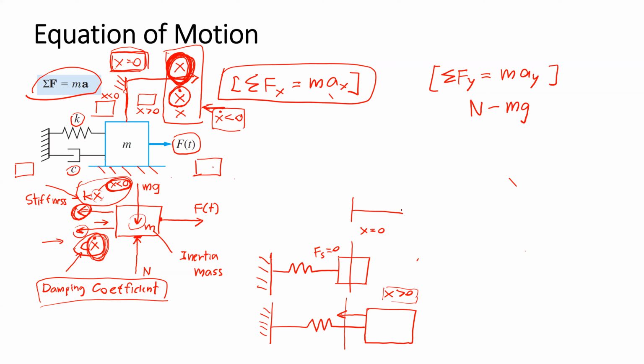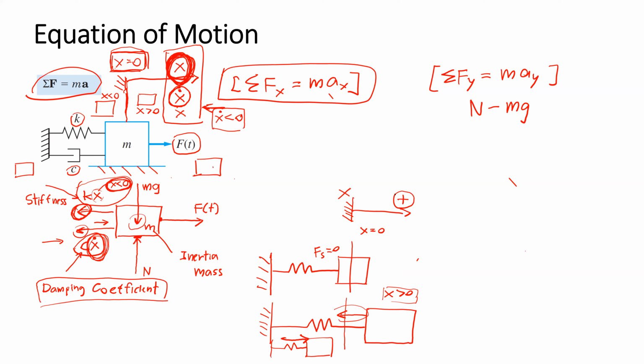The position x is positive to the right-hand side, but the spring force is opposite to the displacement. In the same way, if the box moves to the left-hand side and the spring is compressed, the spring force will push toward the right-hand side. This is for the spring force.